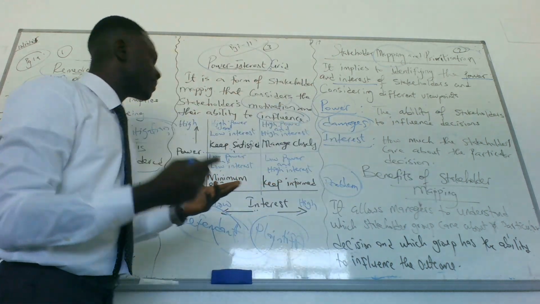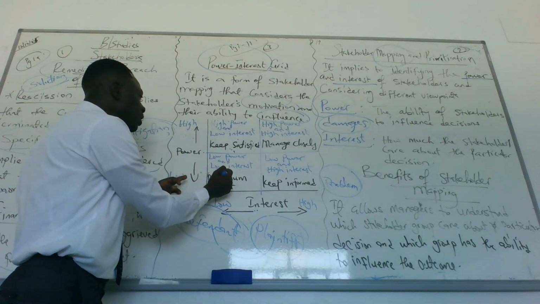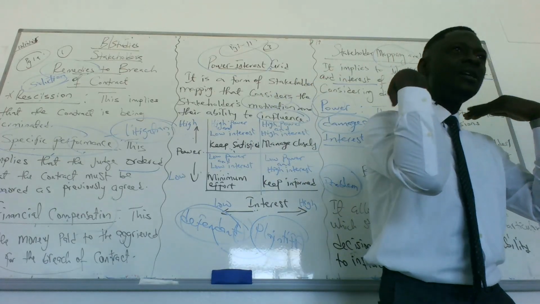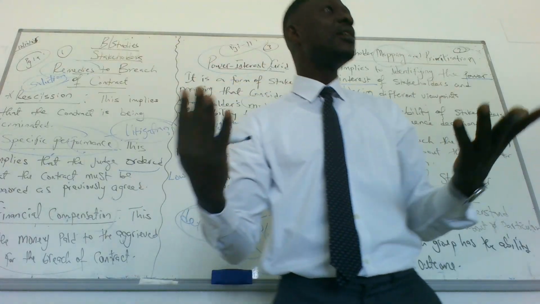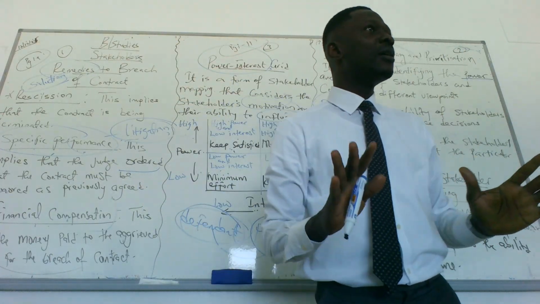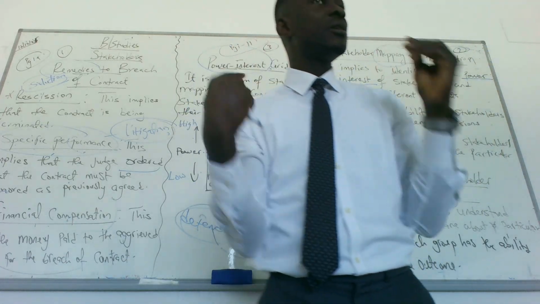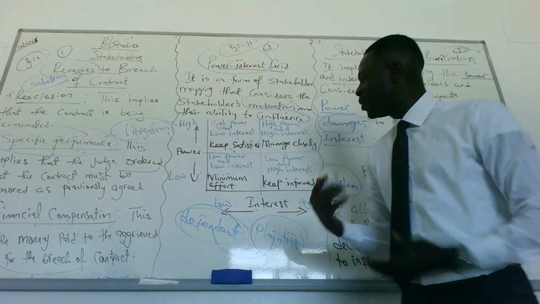Do we get it? Do we understand or not, please? Yes. The next one is low power and low interest. These ones, you don't have to put much effort on them, because they cannot change things. They have low interest, they have low power. They are in between. So you just put minimum effort. You put what? Minimum effort. Do we get it or not, please?